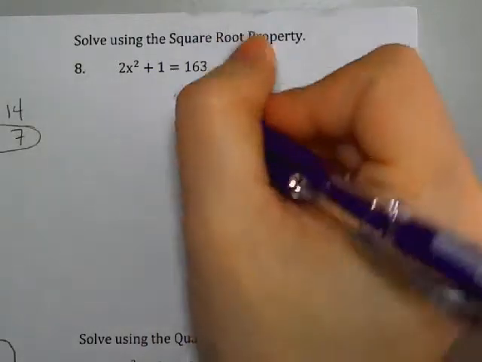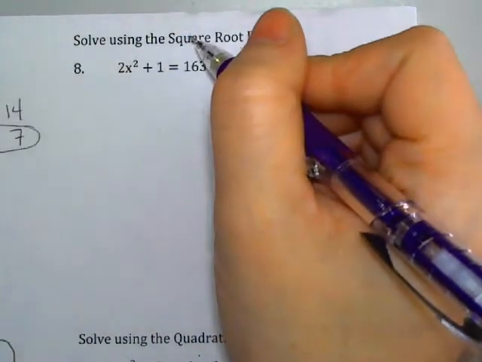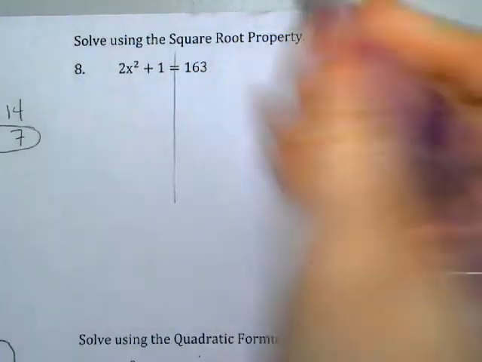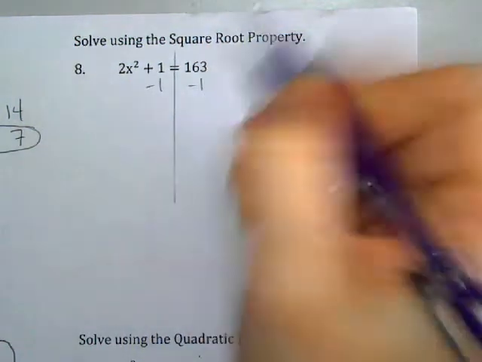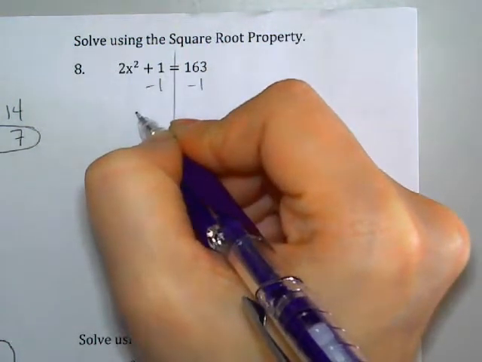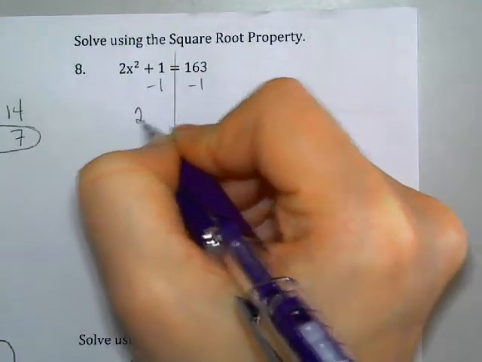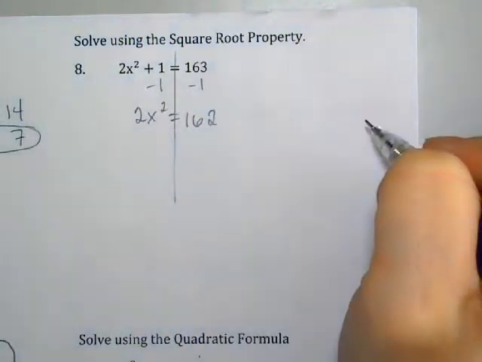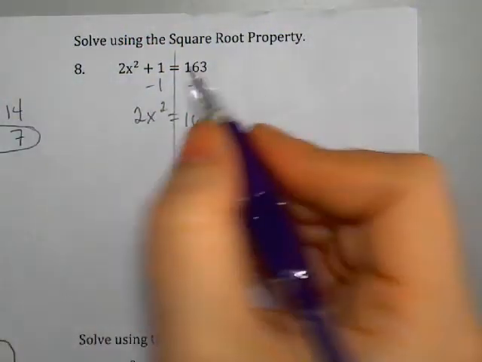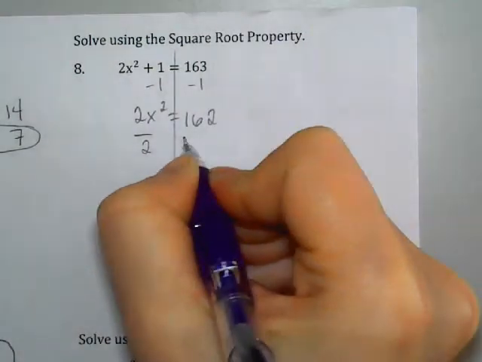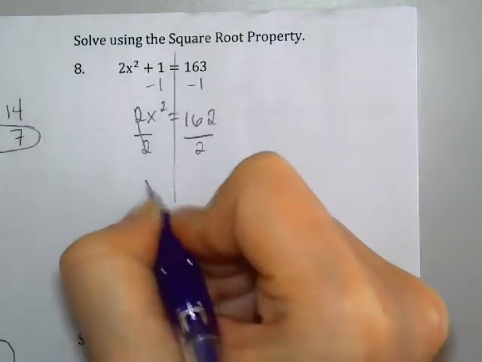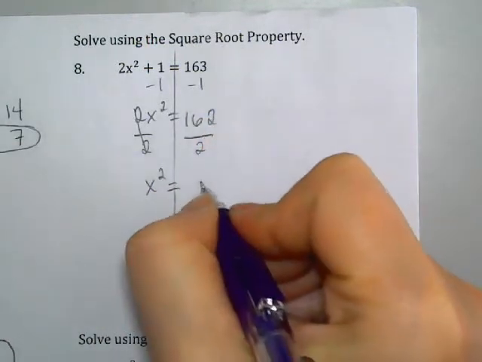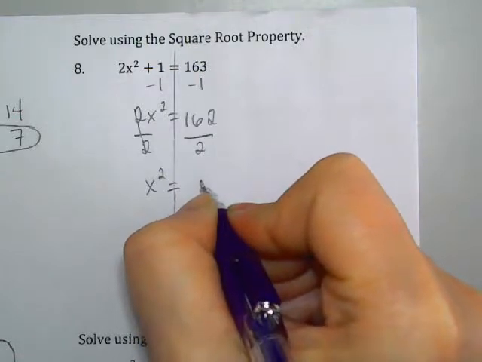So we do our regular steps, because there's only an x squared, there's no other x's that we have to deal with, then we can just subtract 1 from both sides. So I'm left with what on this side? 2x squared equals 162, and then you square root them, right? Not yet. Divide by 2. I want to get that x squared by itself first. So now I have x squared equals, what's 162 divided by 2? 81.